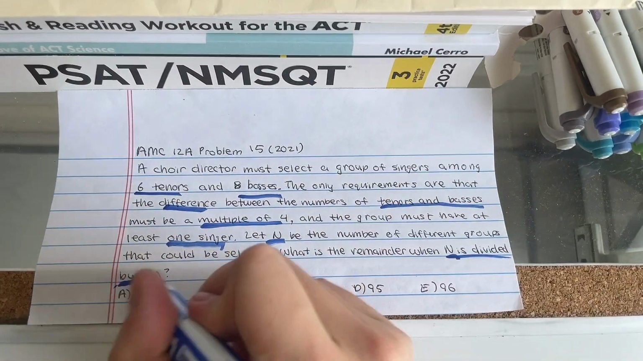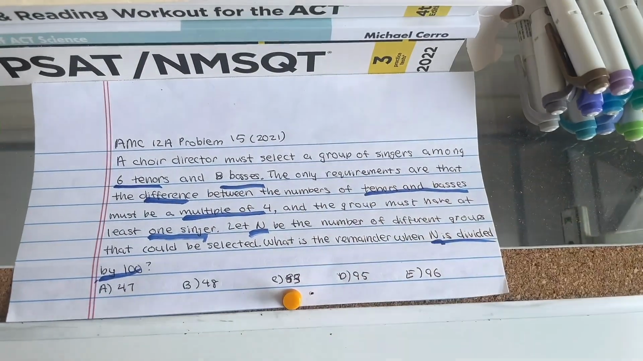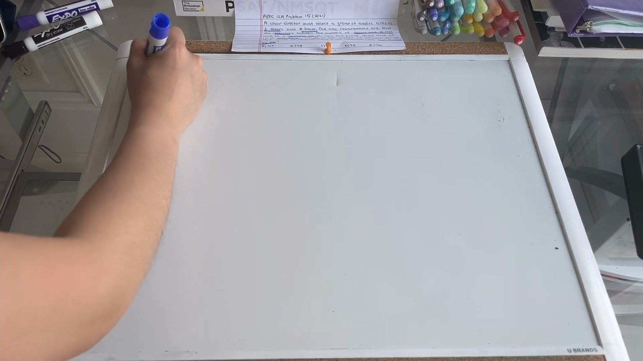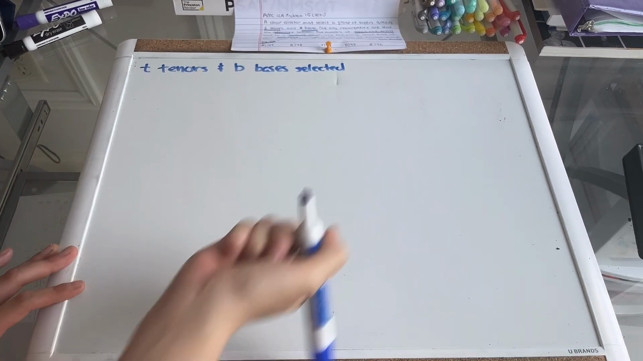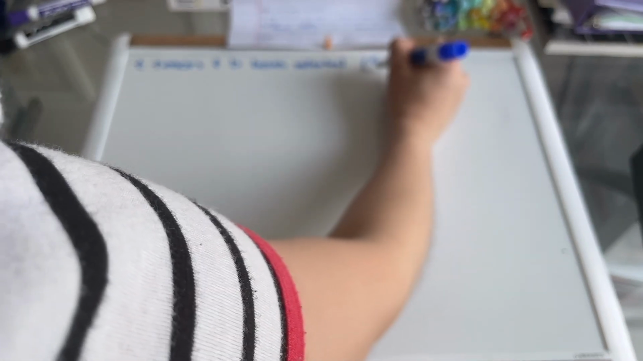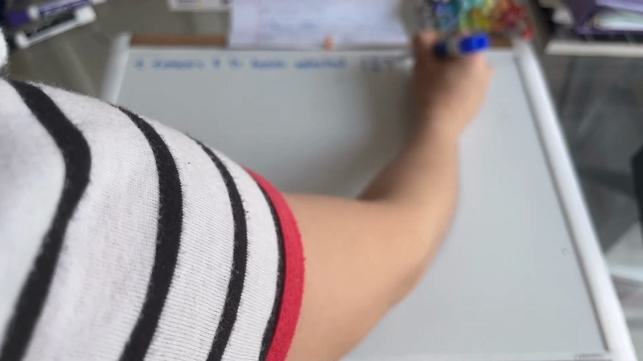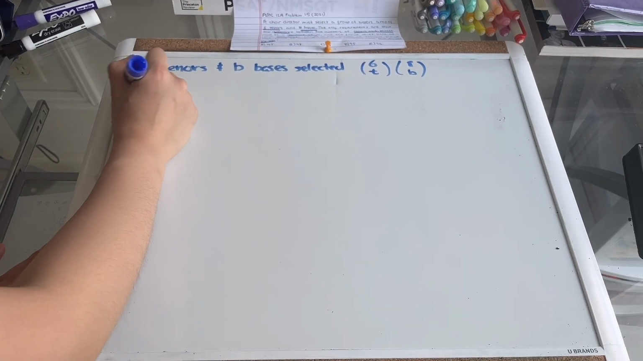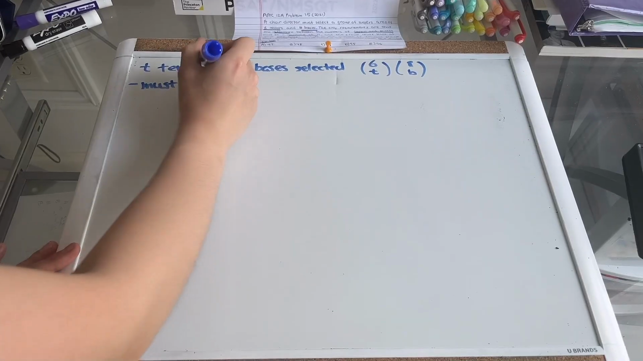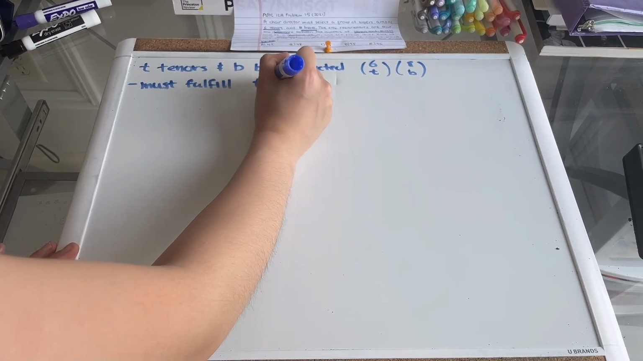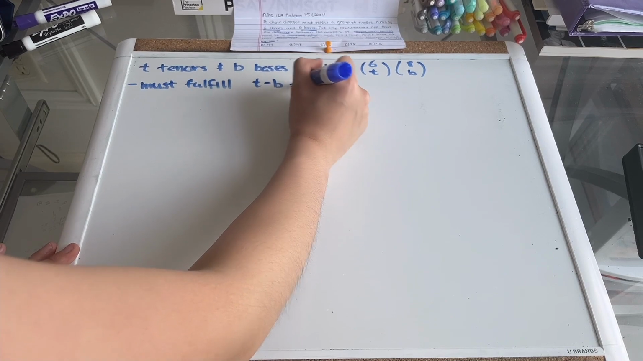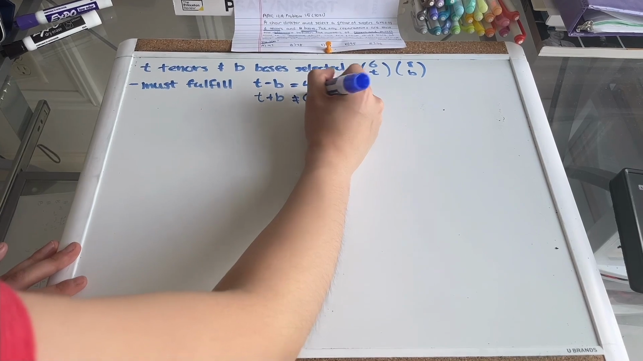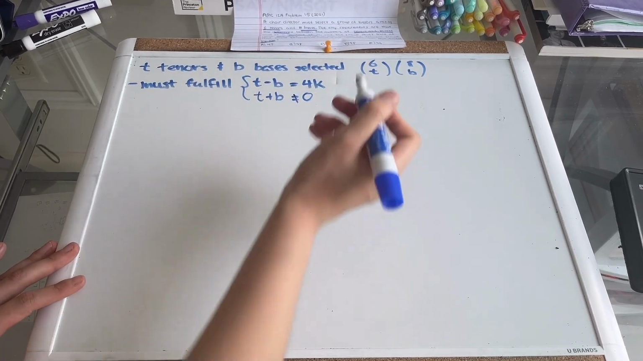So the first step that you need to do is find the number of different groups, or n. So first, let's let there be T tenors selected and then B basses selected. So basically what this means is in a group of 6, you're choosing T, and then in the 8 basses, you're choosing B. It has to fulfill 2 requirements. One is that T minus B, the difference between the 2 selected, has to be a multiple of 4, so I'll say 4K. It has to be at least one singer, so T plus B cannot equal 0. So these are the things that it must fulfill.